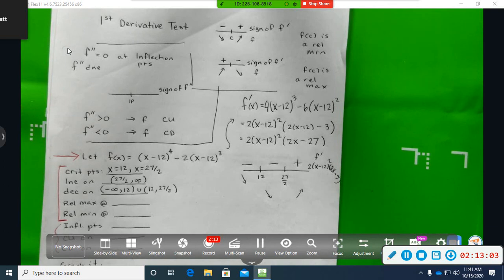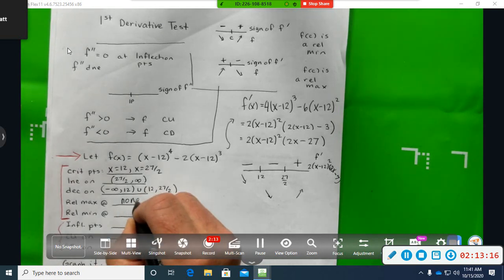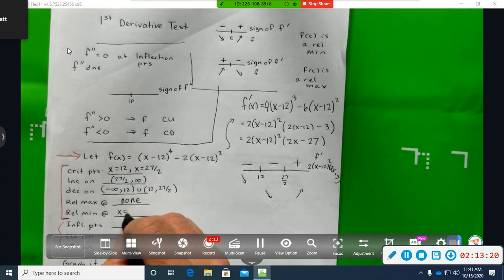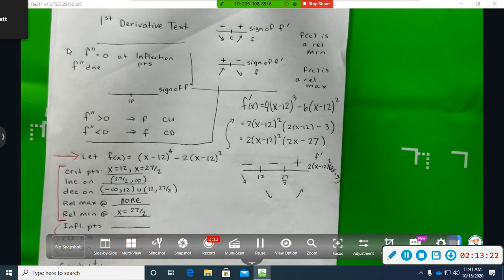What about the choice of relative maximum? There is none. The graph doesn't turn around the way it needs to have a relative maximum. We do have a relative min, at 27 halves.